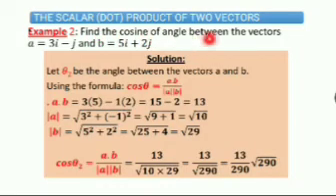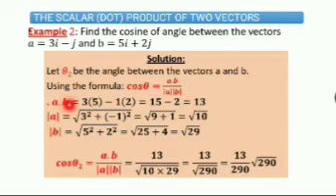Find the cosine of the angle between vectors A and B. This is vector A, this is vector B. So let theta 2 be the angle between the vectors A and B. Using the formula, cos theta is equal to A dot B over modulus of A times modulus of B.